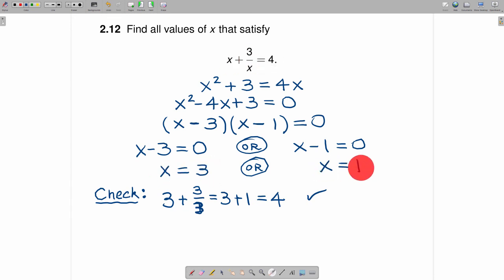Then checking the solution x equals 1, the way that one is checked is you take 1 plus 3 over 1. That's the same as 1 plus 3. That also is equal to 4. So we did not introduce an extra solution. Both of those work. So finally, the answer to the question is the two solutions are x equals 3 and x equals 1.